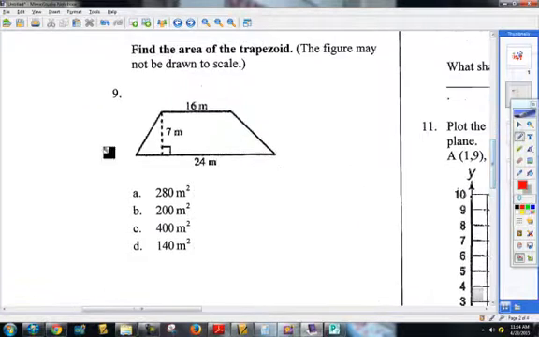Okay, number 9. This is going to be worth 3 points. Should have written your formula.